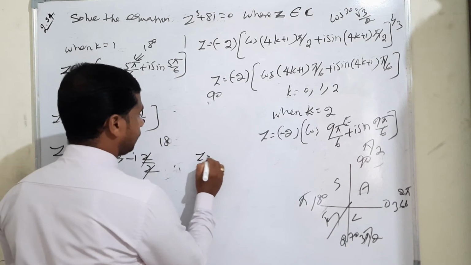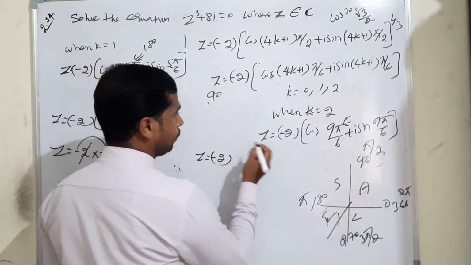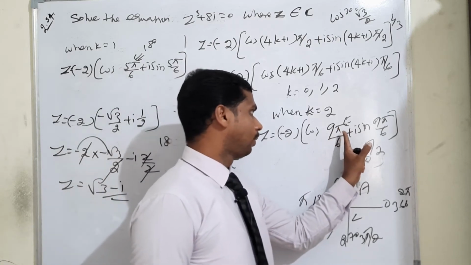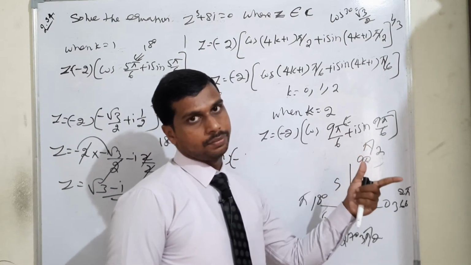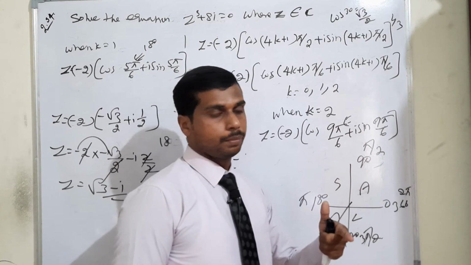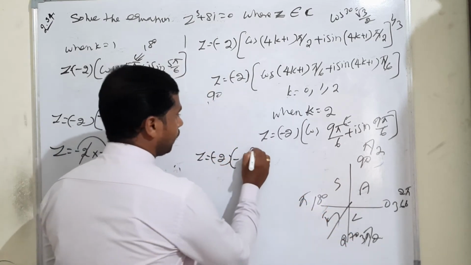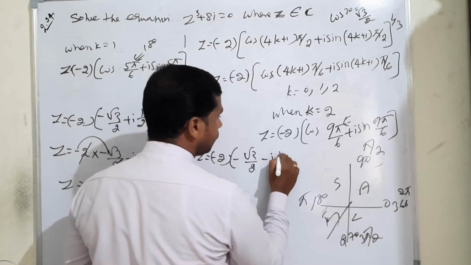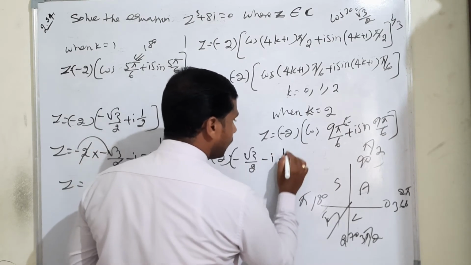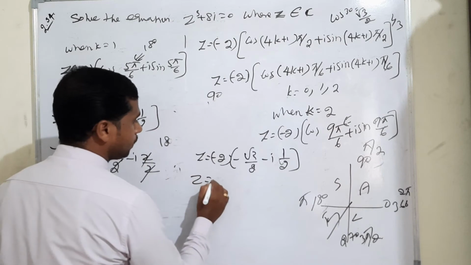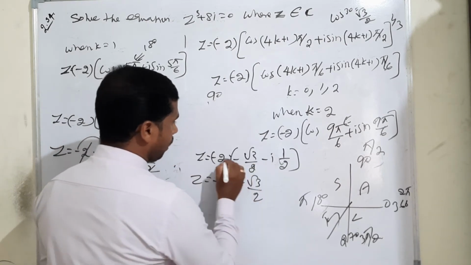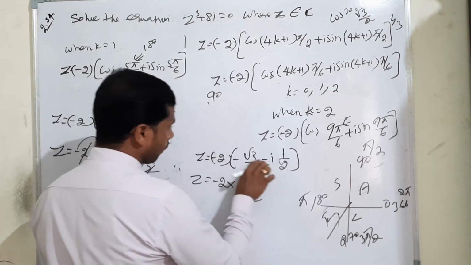So z is equal to minus 2 into minus, here also definitely the value will come as pi by 6. Pi by 6 means 30. Cos 30 is root 3 by 2, but with a minus sign, so minus root 3 by 2. Sin is also minus, so minus i into 1 by 2. Again each and every time, z is equal to minus 2 into minus root 3 by 2. Last one also, here also common minus, here also minus.